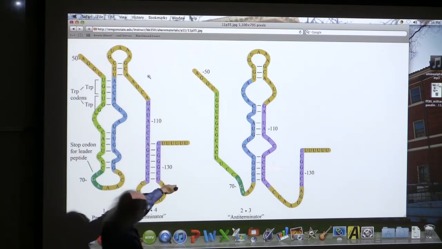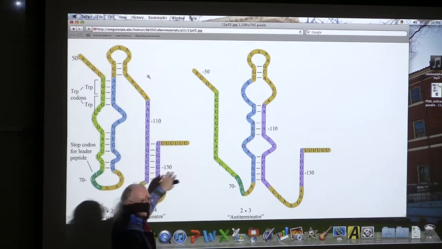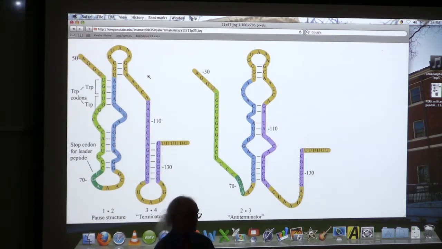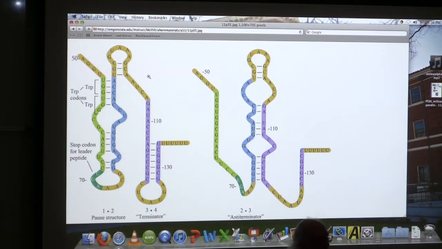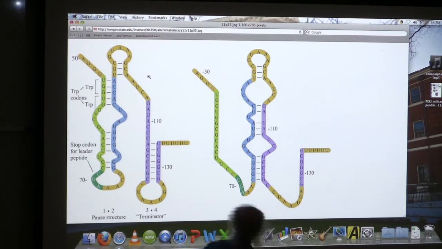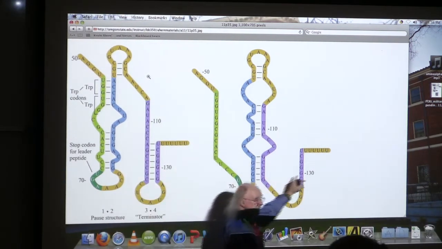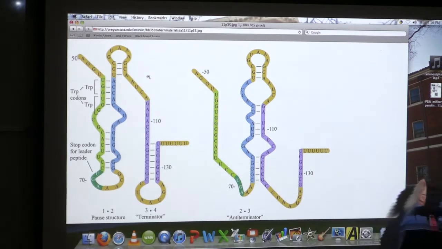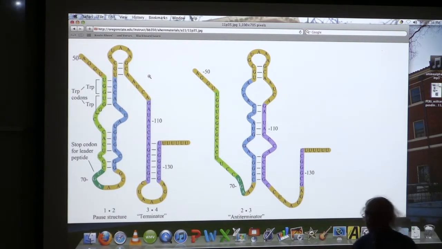And 2 pairing with 3 keeps 3 from pairing with 4, and 3 pairing with 4 is what's necessary to terminate the process. Does that make sense? So really the speed of this guy is determining whether or not termination occurs prematurely or doesn't occur at all, in which case the RNA polymerase goes along and continues making the rest of the operon.